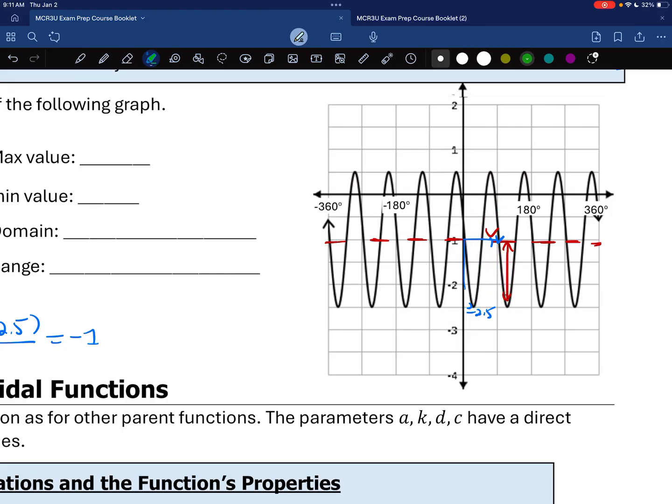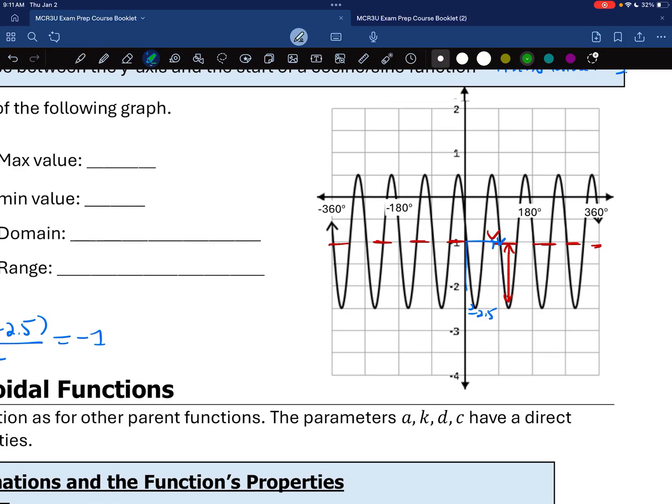If I didn't pick a reflected cosine function, I could choose here, and that would be a phase shift of 45 degrees to the left.